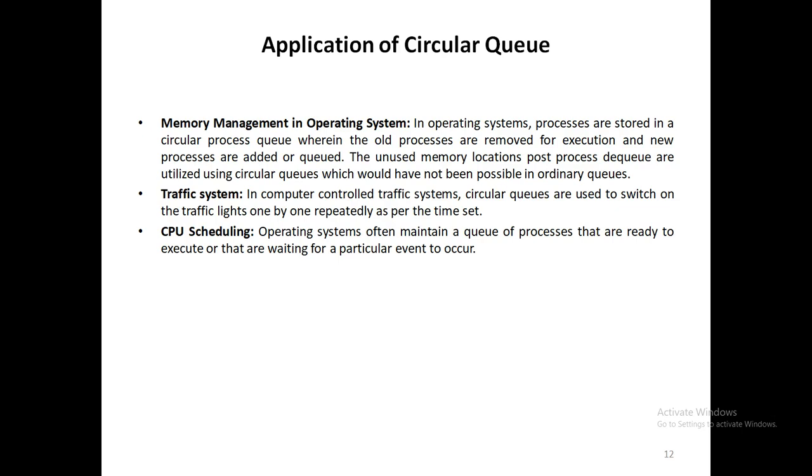So the main difference between the normal queue and the circular queue is that we can make use of the empty elements in the queue. Otherwise, in the normal queue, we cannot make use of the empty elements. If the rear has reached the size of the queue, there is no element to be inserted.